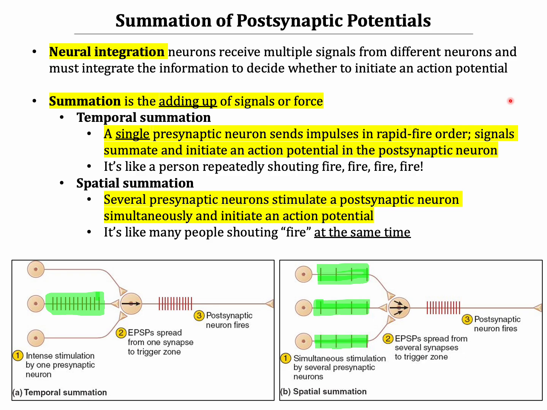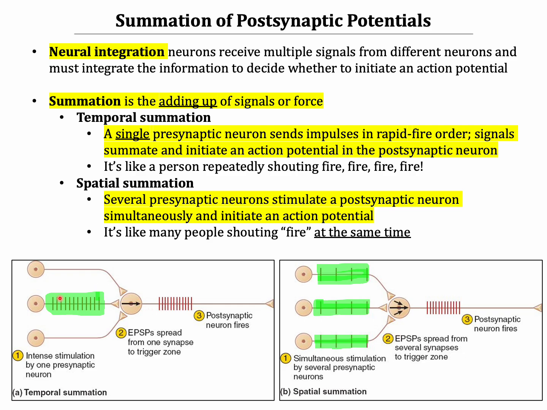Summation in postsynaptic neurons occurs when you have EPSPs or IPSPs adding up in force. That adding up effect can lead to the generation of an action potential in the postsynaptic neuron. We describe it as either temporal or spatial summation. Temporal is when there's intense stimulation by one presynaptic neuron activating a postsynaptic neuron, creating many action potentials. In contrast, with spatial you have stimulation by several presynaptic neurons activating a postsynaptic neuron.